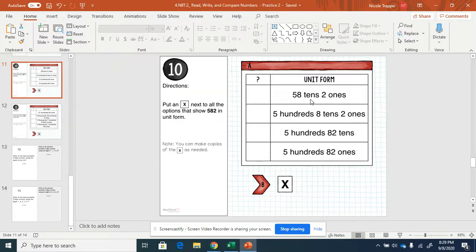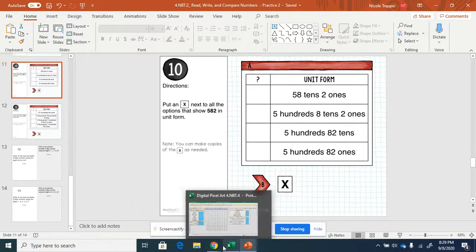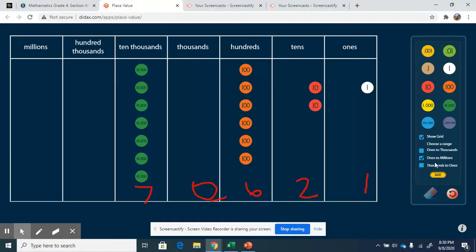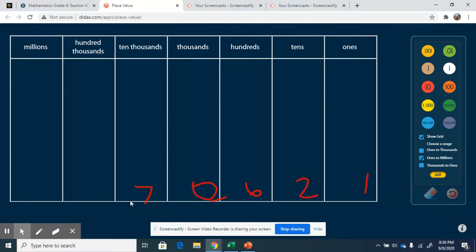So we have to use our place value chart again to help us figure out if these are the same as 582. So we'll start with the first one, 58 tens and 2 ones. So I'm going to see if that answer is 582. By going into here, I'm going to hit undo. I'm going to erase these on the bottom. And you could put in the place value disks, or you could use a pen and a paper to write this down. So the first one was 58 tens and 2 ones.